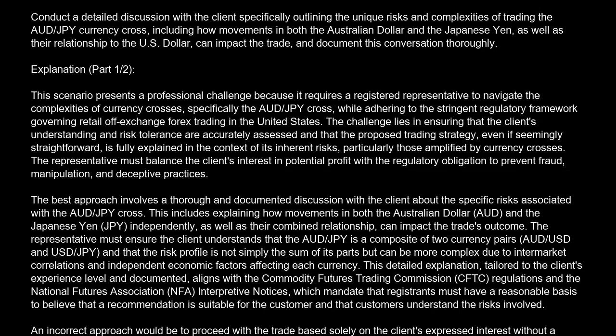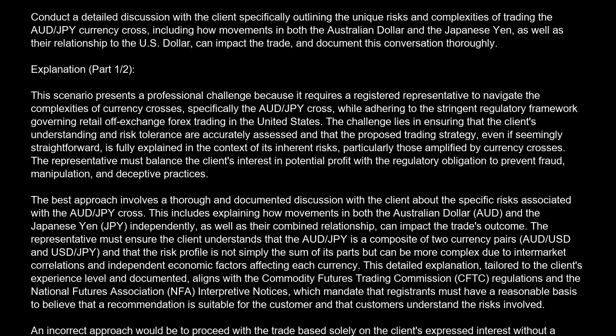The correct answer is C. Conduct a detailed discussion with the client specifically outlining the unique risks and complexities of trading the AUD/JPY currency cross, including how movements in both the Australian dollar and the Japanese yen, as well as their relationship to the US dollar, can impact the trade, and document this conversation thoroughly.